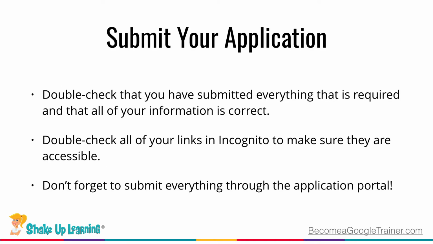Don't forget to submit everything through the application portal. So when you submit, I want you to double check that everything that is required, all your information is correct. Check all your links. And to do that, do an incognito window in Google Chrome. So Command-Shift-N or Control-Shift-N on your keyboard will open a new incognito window where you're not logged into anything, and that will let you check your links. If you still want to double check, send all your links to a friend and make sure they can view them. And then you're going to magically submit all of that.